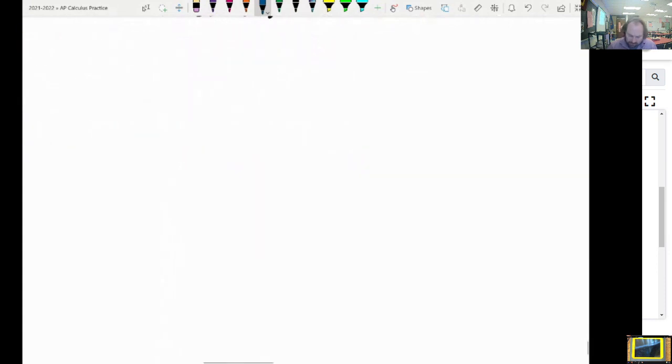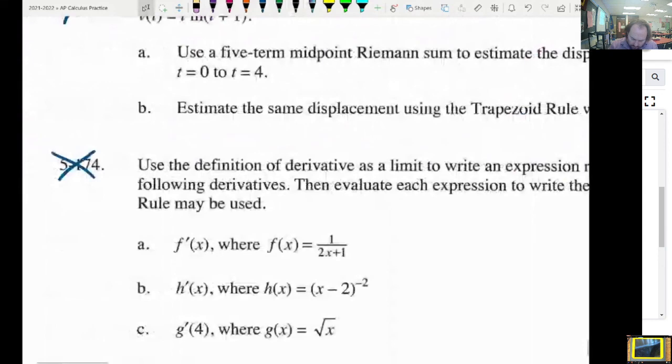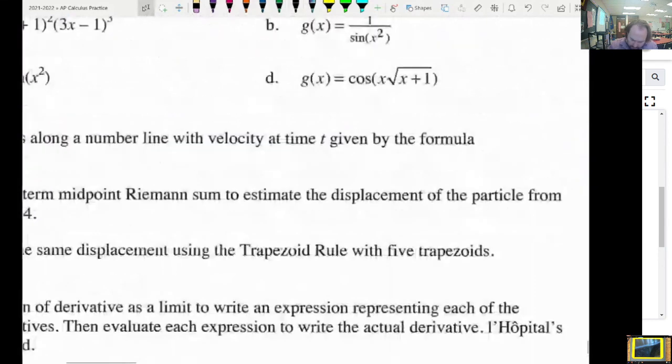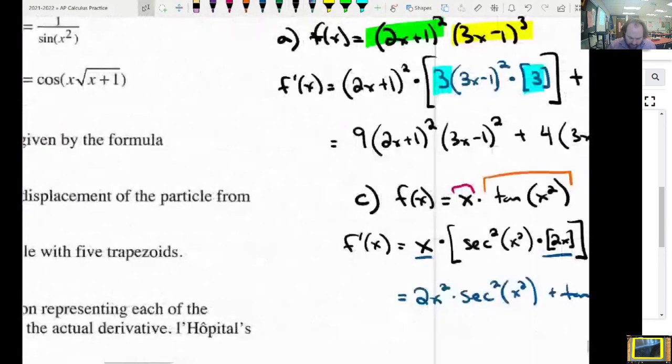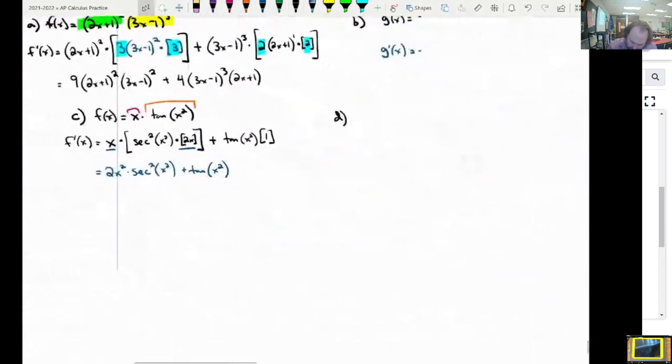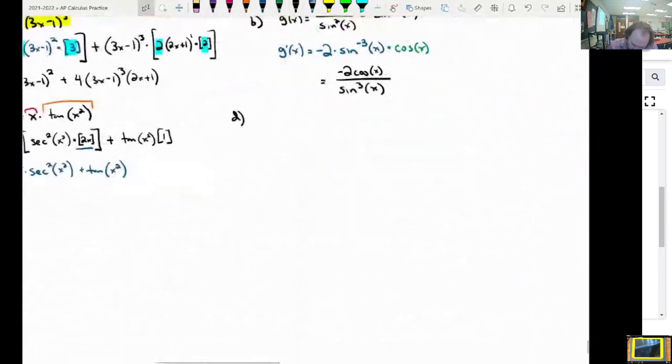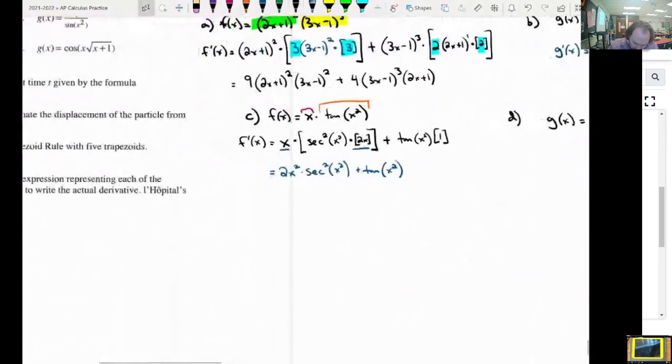And let's look at question D, which I have to write down here still. D is equal to cosine of x times the square root of x plus 1. Yikes. Is that h of x? No, it's still g of x. It is the cosine of x times the square root of x plus 1. Yikes, that's brutal.